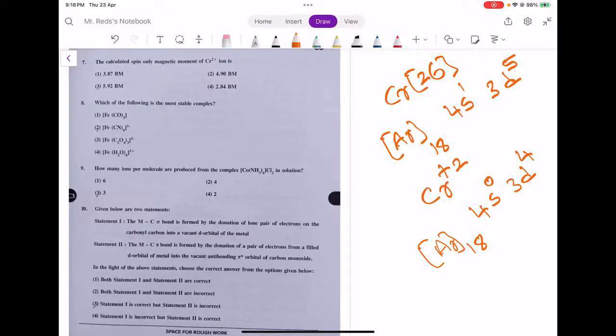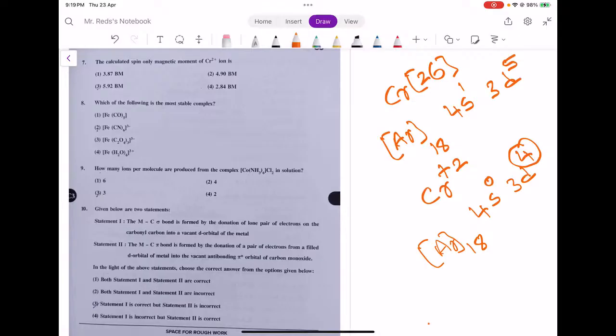How to find out magnetic momentum? What is the formula for the calculation of magnetic momentum of an atom or ion? If the ion or atom contains unpaired electrons or single electrons, that atom only possesses magnetic momentum. If the atom or ion has no unpaired electron, that atom has zero magnetic moment, nothing but diamagnetic. Now, chromium Cr+2 has 4 unpaired electrons.